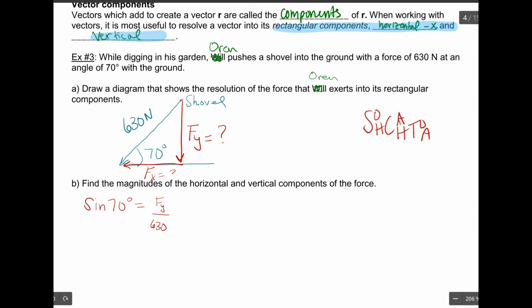Find the magnitude of the horizontal and vertical components of the force. So multiply by 630 on both sides. 630 times sine of 70 degrees is equal to our force in the y direction. So what will that equal?